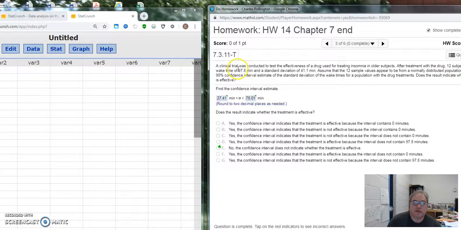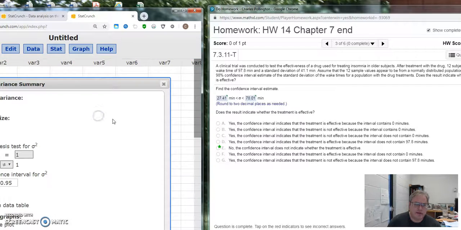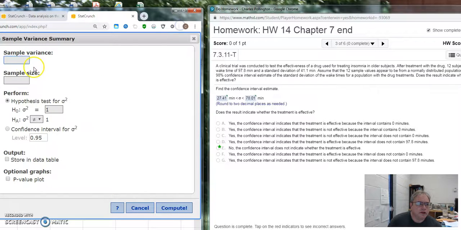I have 12 subjects, mean of 97.8, which we don't care about, and a standard deviation of 41.1. The standard deviation is from these 12 subjects, so that means it's a sample standard deviation. That's important. So I'm going to go Stat, I'm going to go to Variance, I'm going to go One Sample. So if I'm doing a one sample chi-square, you have to go to Variance, One Sample, in this case with summary. And bring this up.